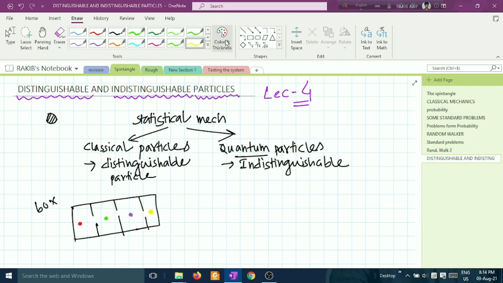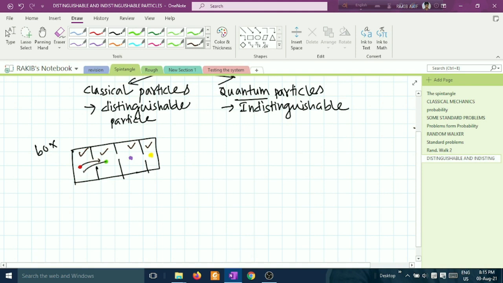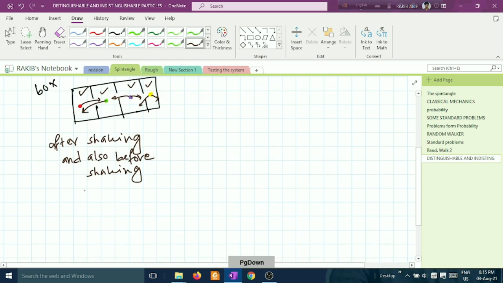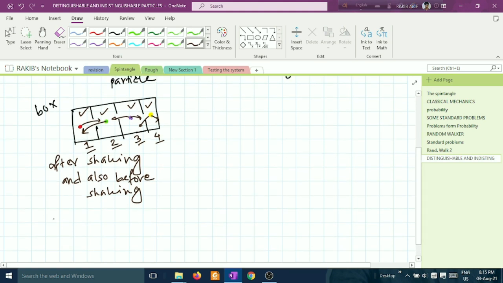If we do not shake the box, these are the internal compartments. If we shake the box, what can happen? The red ball can go this way, the green ball can come this way or this way. But before shaking and also after shaking, you can easily distinguish which particle goes where. Initially say this is compartment 1, compartment 2, compartment 3 and compartment 4.